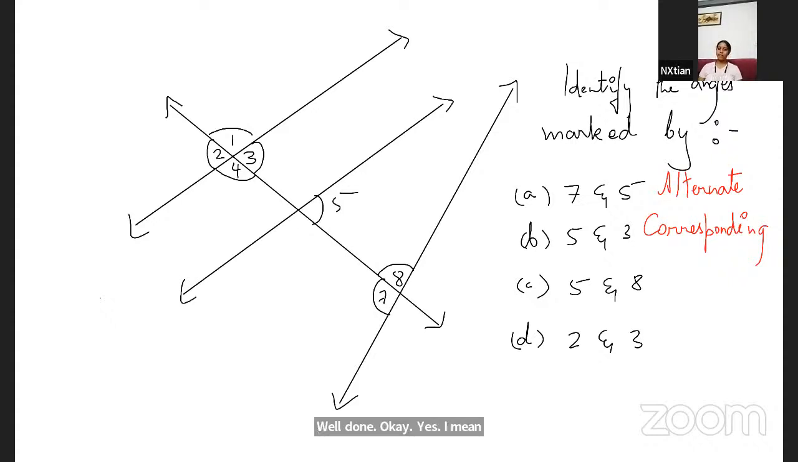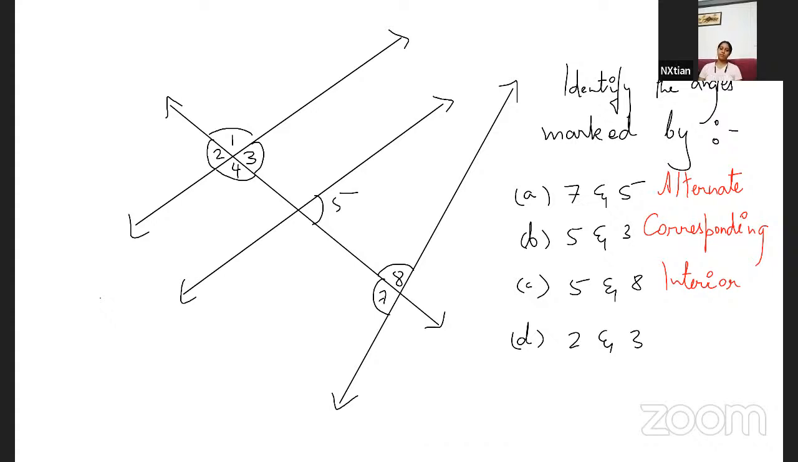Yes, Simeen. What is the third one? 5 and 8. They're interior angles. Interior. Why? Because they are both on one side of the transversal and they are both between the two lines. Yes. 5 and 8 are interior angles. Good, Simeen.